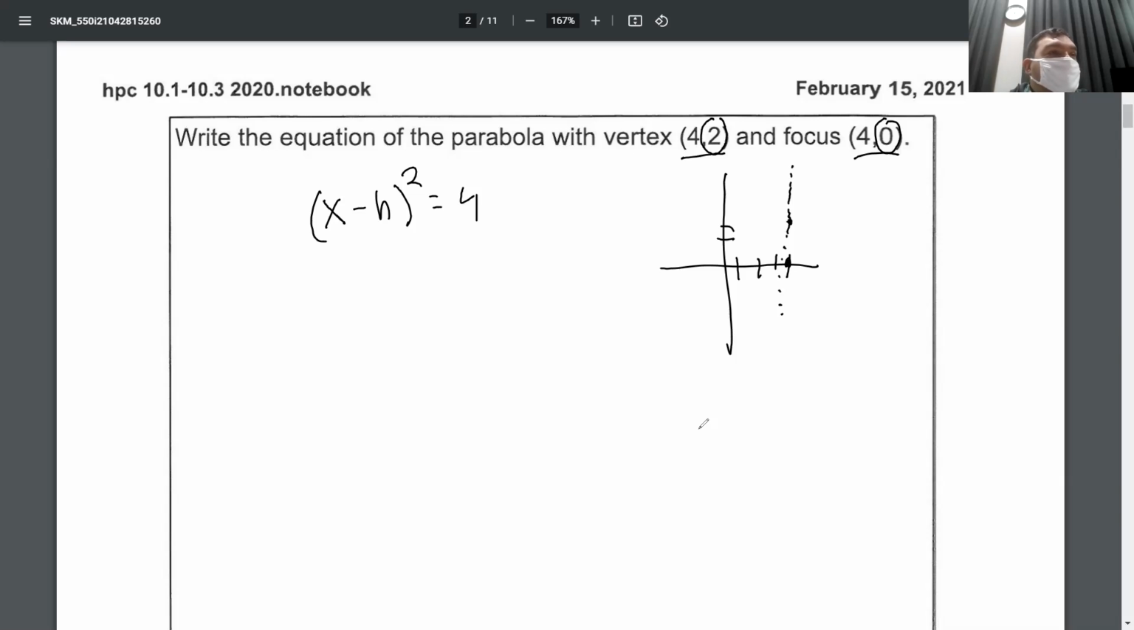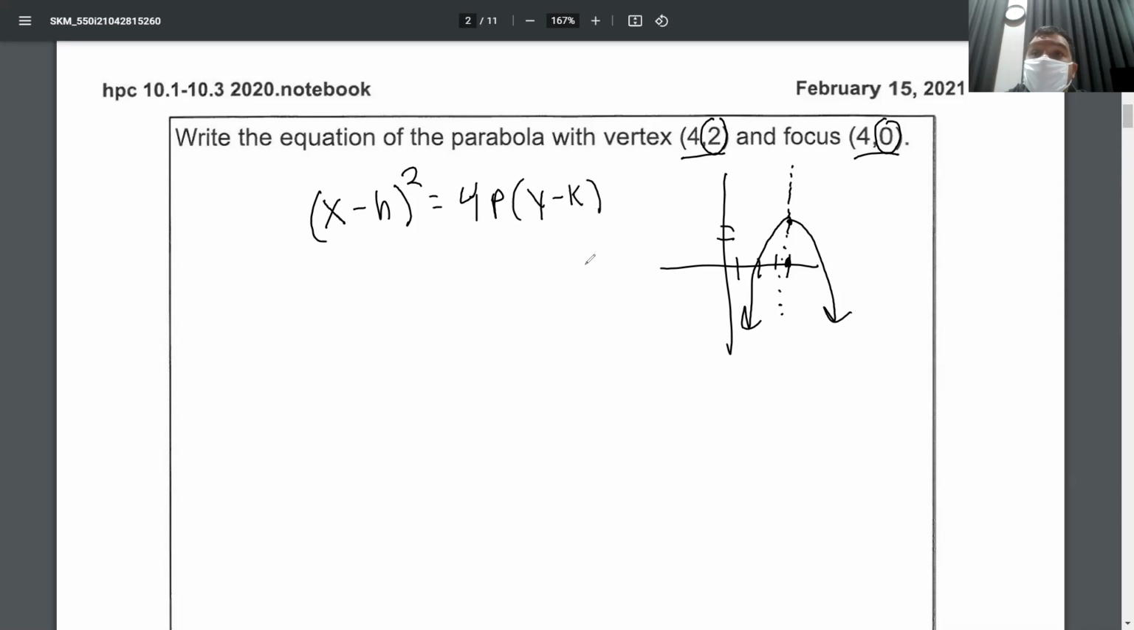Upwards or downwards? Thumbs up if it's upwards, thumbs down if it's downwards. Okay. The focus, remember, is always inside the U shape. So since the focus is below the vertex, it's opening downwards. Because the focus is inside the parabola and it's lower down, then obviously.